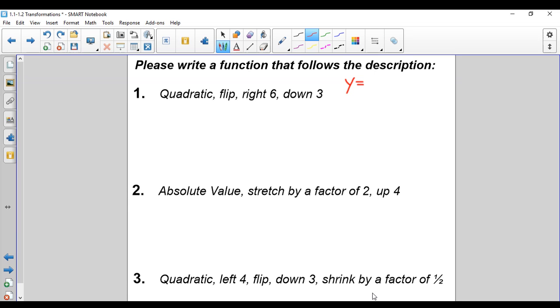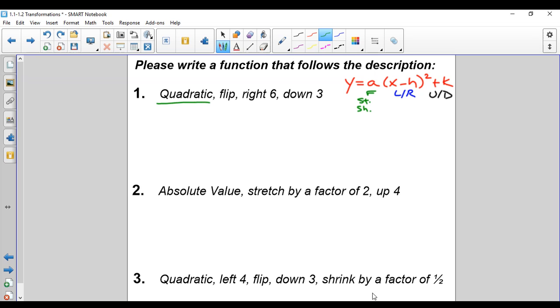So bringing this form back, we have that. We have the a value flipping it, stretching or shrinking it. This moves it left or right. And the k value here at the end moves it up or down. So we got all those options. All right, bring that back.